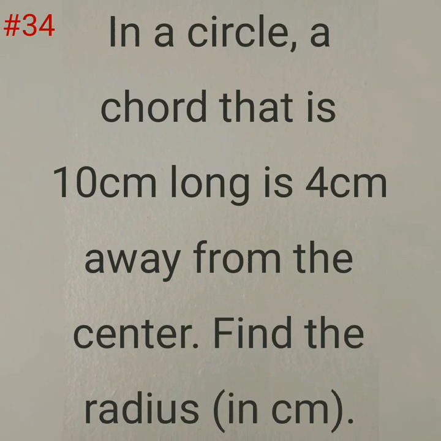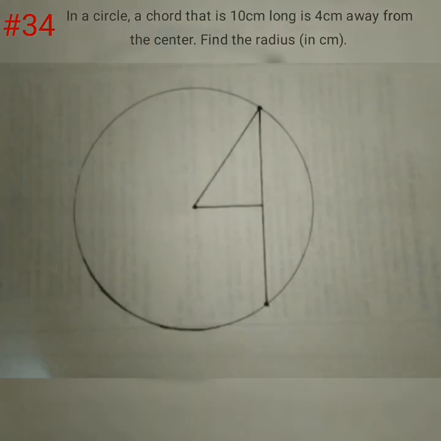In a circle, a chord that is 10 cm long is 4 cm away from the center. Find the radius in centimeters.